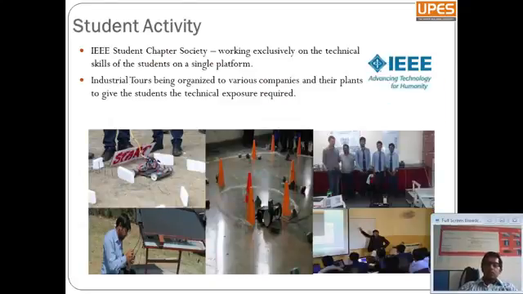As far as student activities are concerned, we are attached with IEEE. I myself am the faculty convener of the IEEE Student Chapter Society here at UPES. We do quite a lot of technical events throughout the year, and we of course have the privilege of calling various professors and dignitaries from various colleges and government organizations, wherein we give students extra lectures and an extra edge over other students.